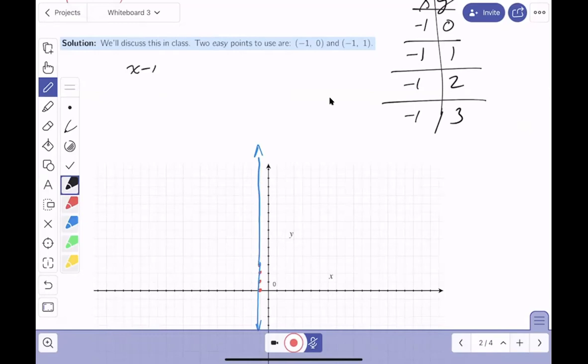Let's write this down. X-intercept. I'm looking at my picture. It's when Y is 0. It's -1, 0. How about the Y-intercept? Look at the picture. It never hits the Y-axis. All right, why would X never be 0? X is always -1, so there's none.